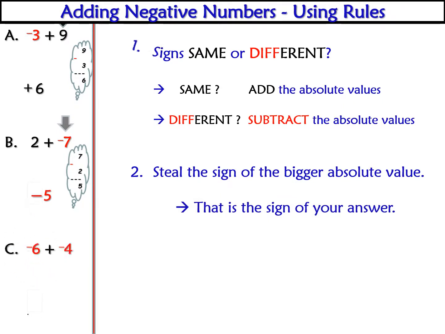Last one. Are the signs same or different? Well, in this case, they're the same. So this means we're going to add the absolute values. So we're going to strip the signs from each number, add them together. We're going to get an answer of 10. And then to determine the sign of the answer, we're going to steal the sign that lives in front of the bigger absolute value. Well, since the bigger absolute value in this case is negative 6, the answer is going to be negative 10.